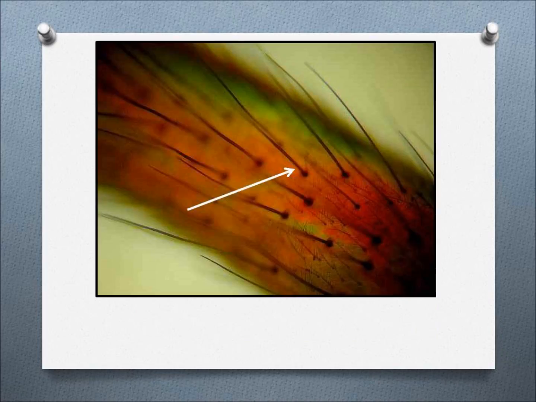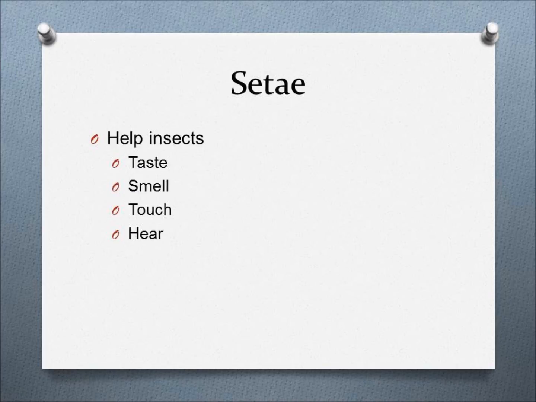I did not mention setae in my previous video because they occur all over the body, but they do occur on the legs, so I decided to include them here. The setae help the insects taste, smell, touch, and sometimes hear. There are different types of setae, and each type of setae does something different.